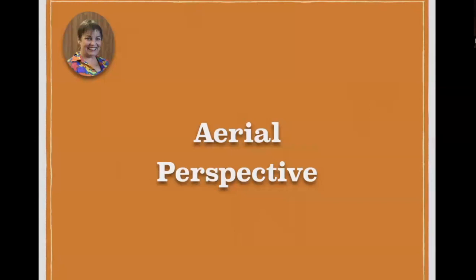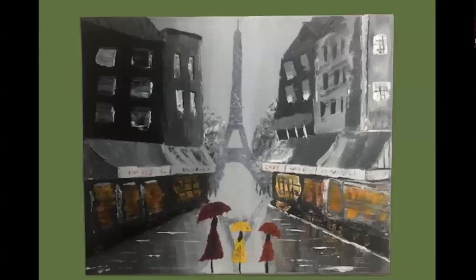So we'll talk a little bit about aerial perspective. Aerial perspective is different than linear perspective. Aerial perspective has to do with pollution or dust or moisture in the air. And since this is a rainy picture, what's going on here is there's rain or rain droplets in the air, and that's what makes the Eiffel Tower look a little grayer than the other buildings. It's a little further away because there's basically a filter of moisture between us and the Eiffel Tower.